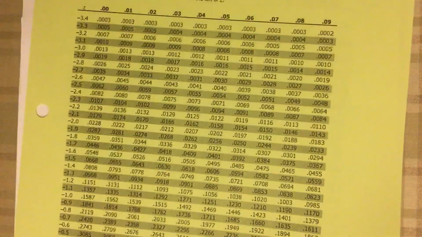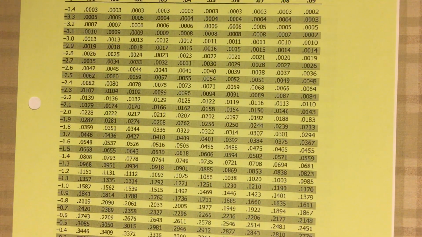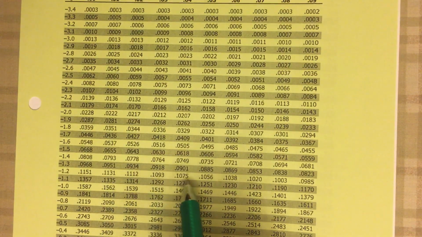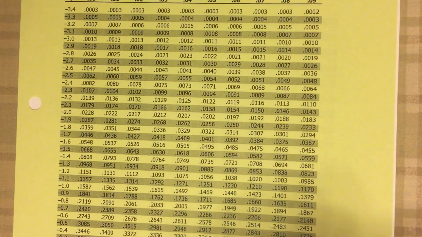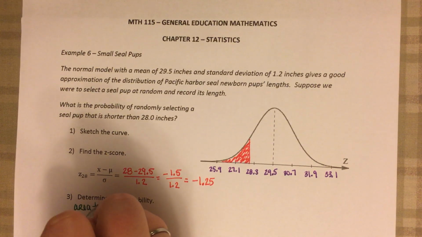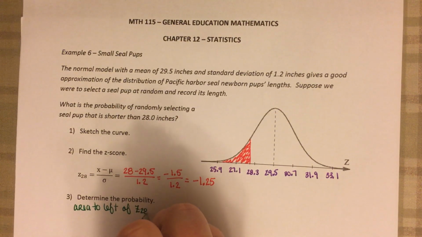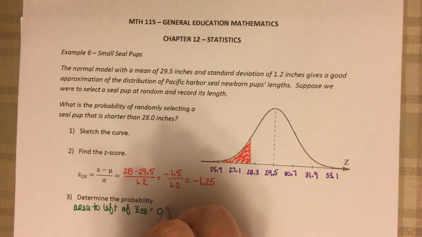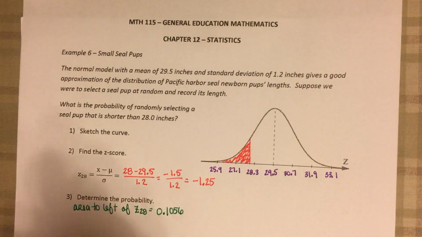We're going to go to our table. We're using our negative side, so we're using the front side. Negative 1.25 gives us 0.1056. So our area to the left of Z28 equals 0.1056. Looking at our picture, we have area to the left shaded in. So this value here is going to match up with the percent that we want to know.